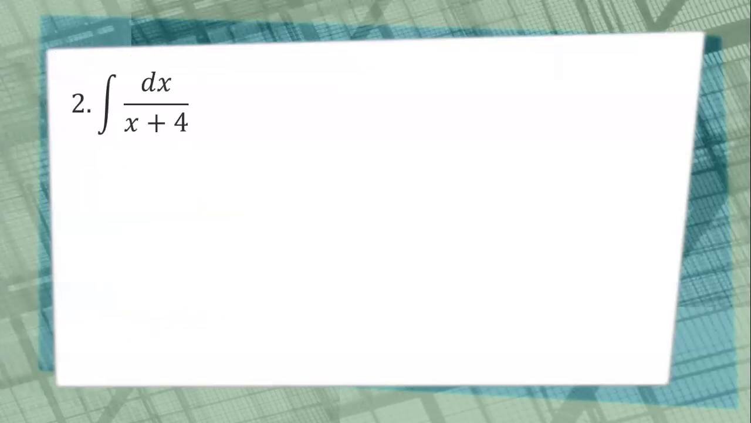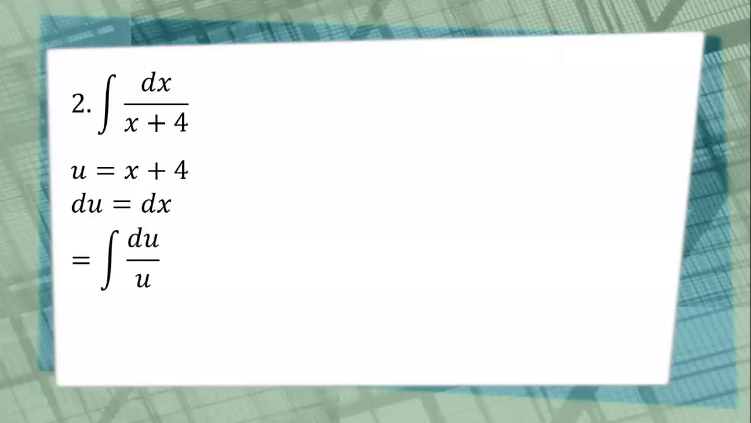Let's proceed now to the second item. We have the integral of dx over x plus 4. So our u is again the denominator, so that's x plus 4. Then we get the derivative of the u function. So du is again a dx. Therefore, we can rewrite it as the integral of du over u.